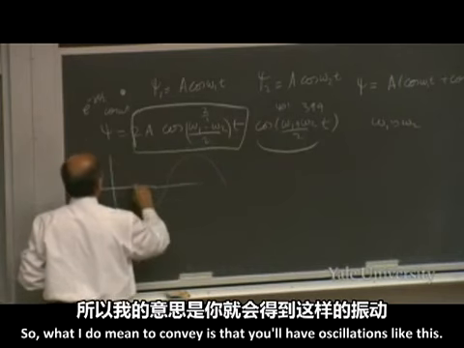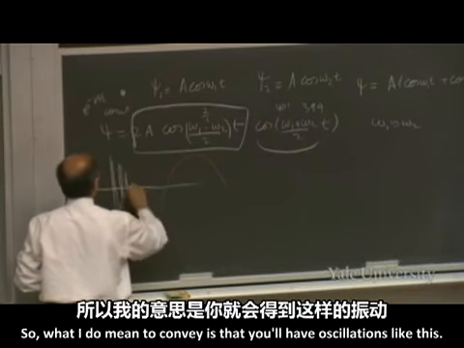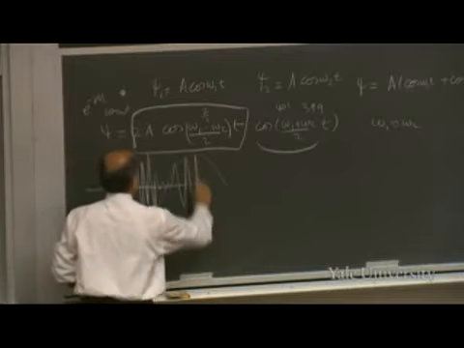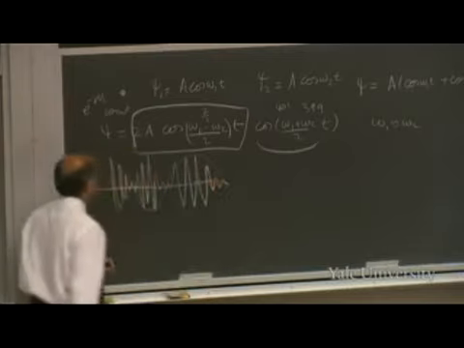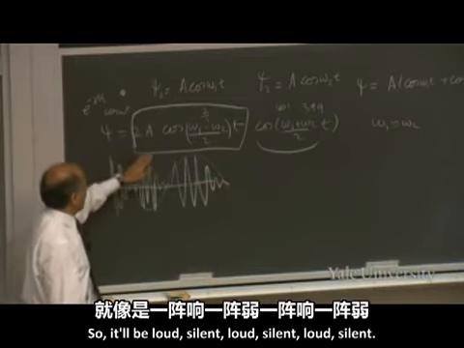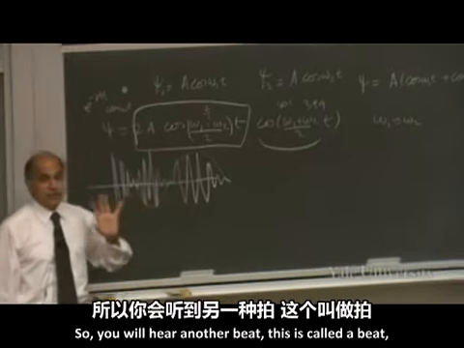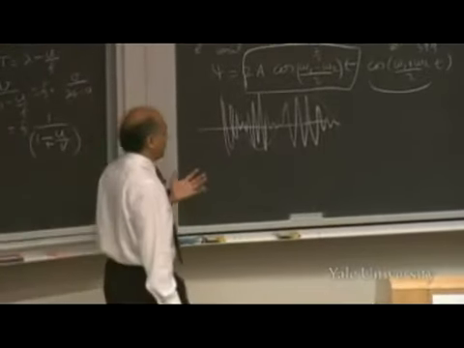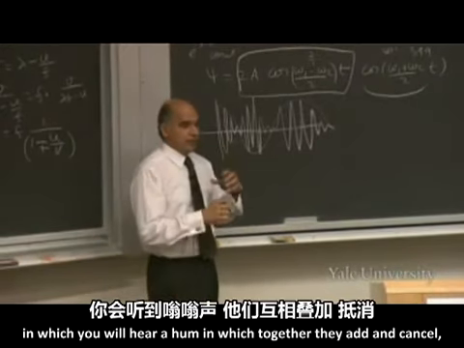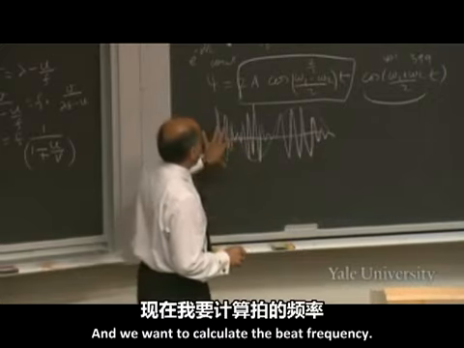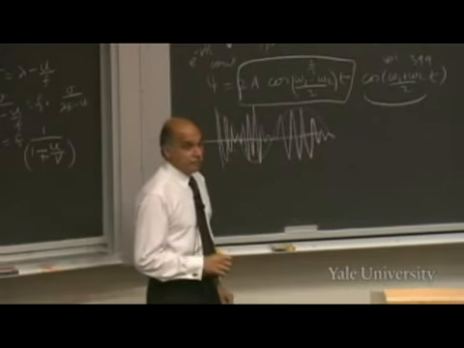So what I do mean to convey is that you will have oscillations like this. So it will be loud, silent, loud, silent, loud, silent. So you will hear another beat. This is called the beat, in which you will hear a hum in which together they add and cancel, add and cancel. And we want to calculate the beat frequency.